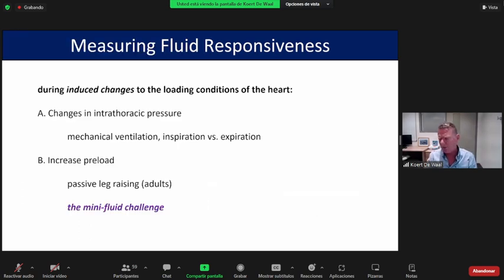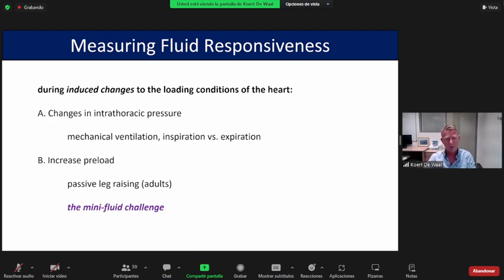You can measure this fluid responsiveness in various different ways. You can change the intrathoracic pressure, because there are differences in the loading conditions with inspiration and expiration, but you need to have significant changes happening there to measure that. Or you can just increase the preload.